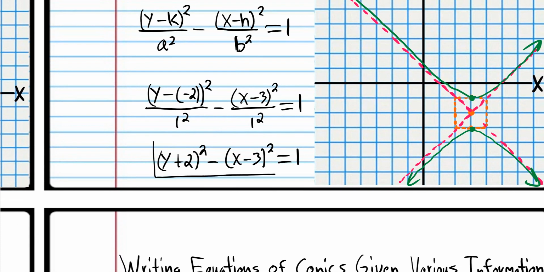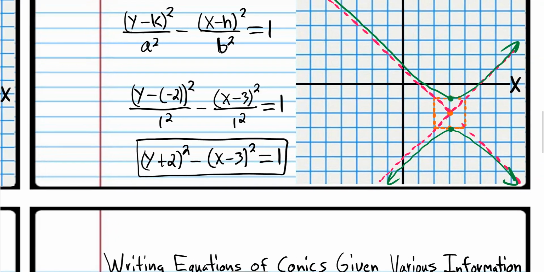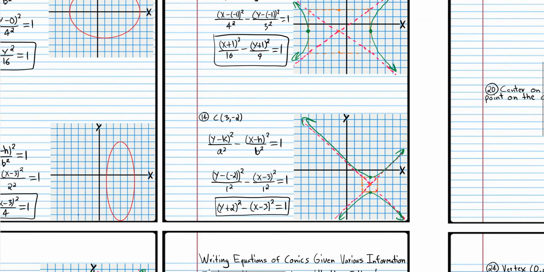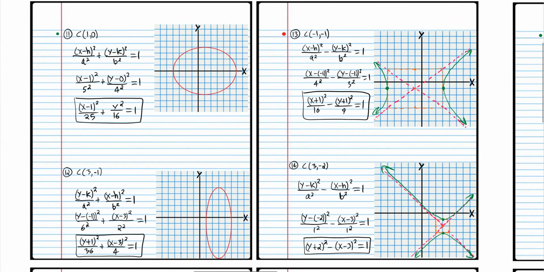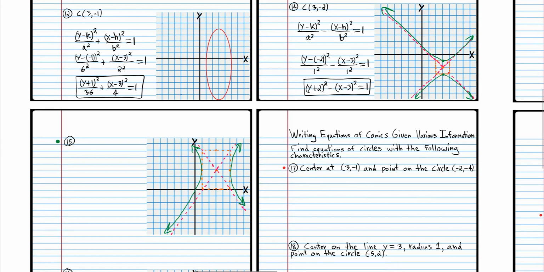But with a hyperbola, A can actually be smaller than B. So, there you go. This looks difficult, but it's really not hard. I want you to take a picture of number 13 and number 14, and use those problems to help you do number 15.